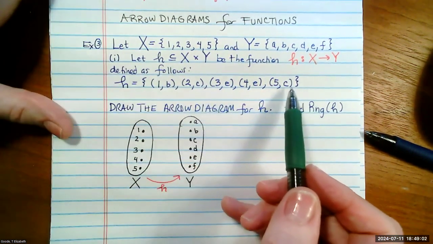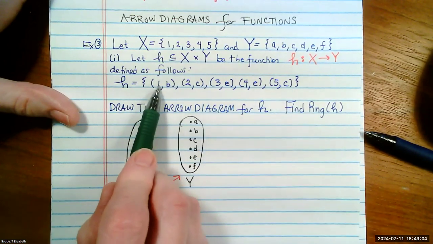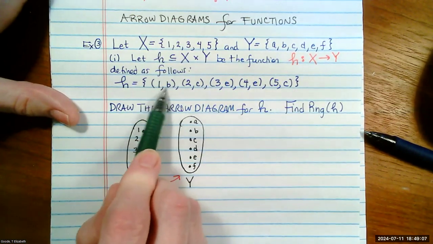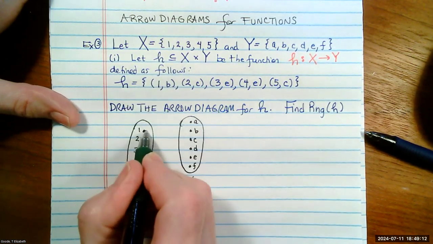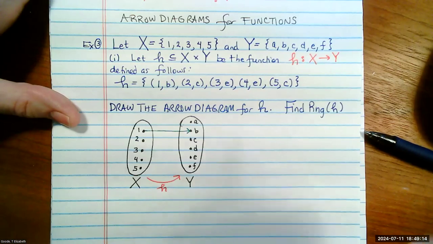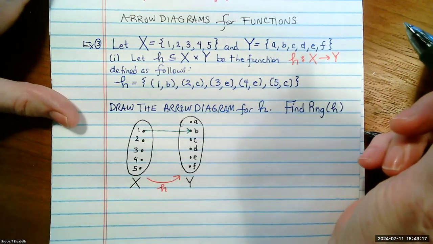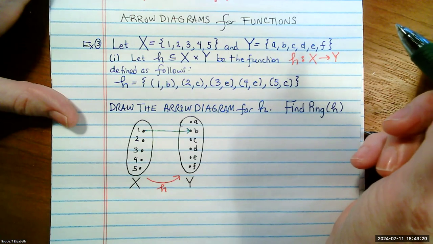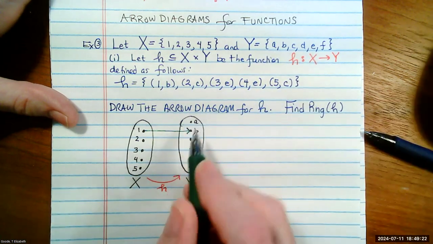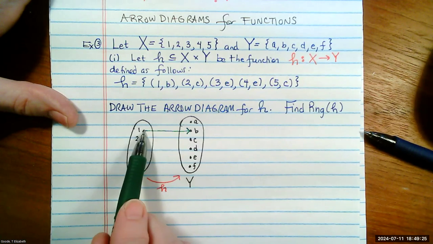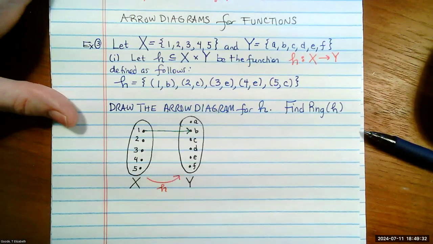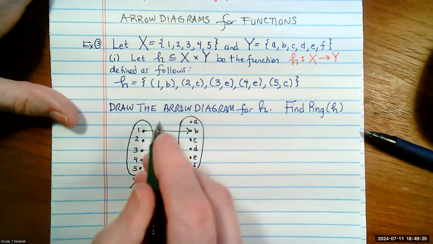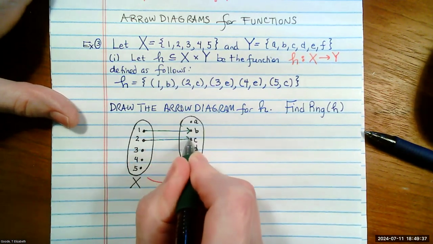All right, so how do we draw the arrows? It's exactly what you think it should be. 1 maps to b, right? This first ordered pair says 1 pairs up with b. So we draw an arrow from 1 to b. Folks, it's an arrow diagram. Line segments don't cut it. You have to have a tip pointing to the image. The arrow initiates in the domain, it terminates in the codomain, so the tip is in the codomain. 2 maps to c, so I'm going to put 2 to c.